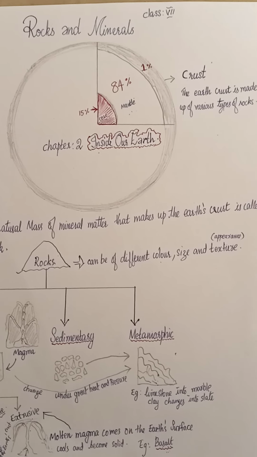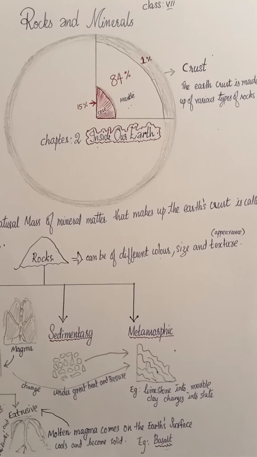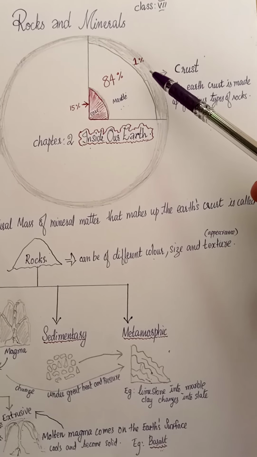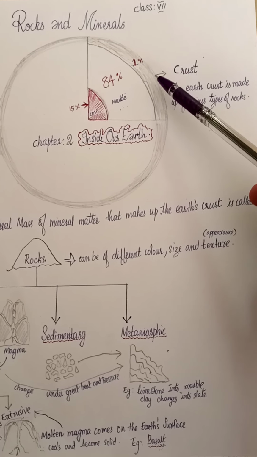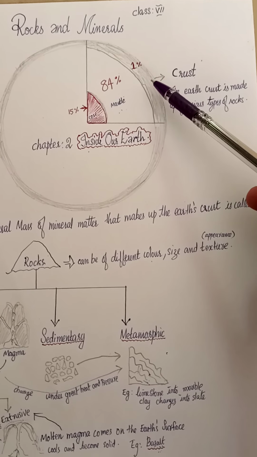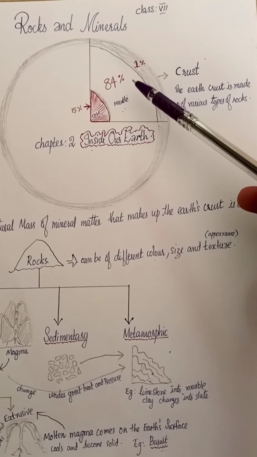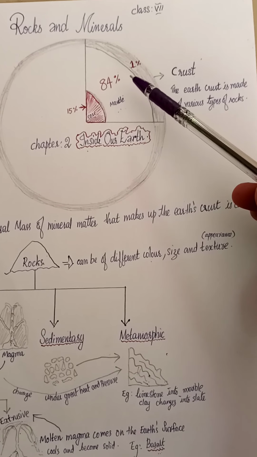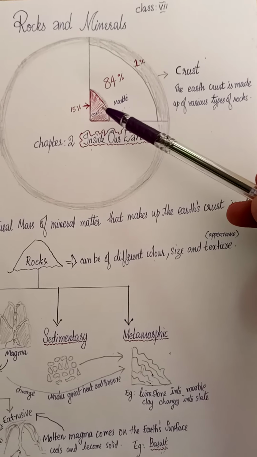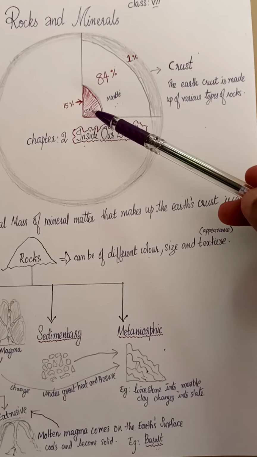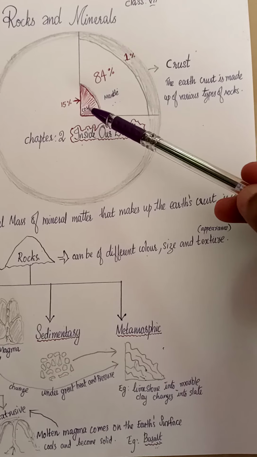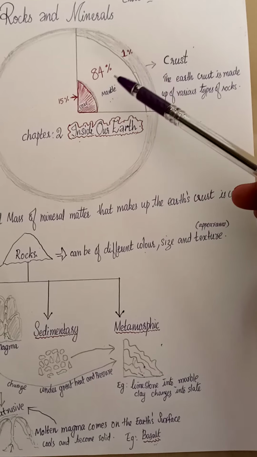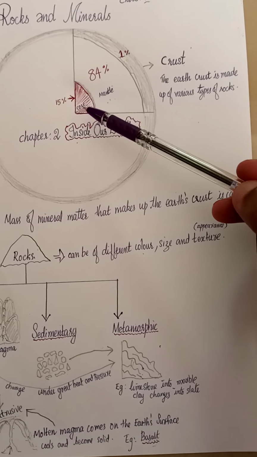Children, in the previous class we discussed rocks and minerals, and we discussed that there are three layers inside the earth. The first one is the crust, and only 1% is the crust. Just beneath the crust is the mantle, 84%. And the inner layer, the core, is 15%. It is the hottest of these areas. Among these three layers, the hottest is the core.